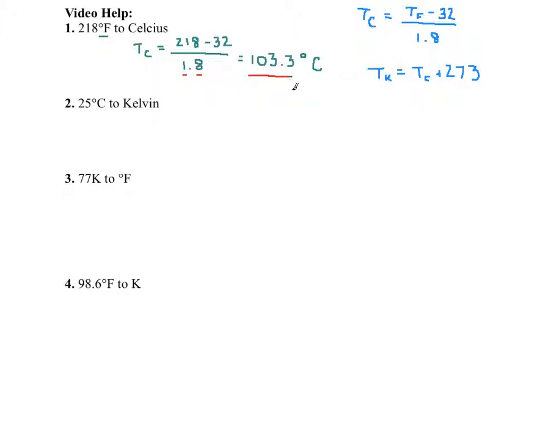103 is the same thing as saying 1.033 times 10 to the second, because I moved my decimal place over 2 places. Now that it's in scientific notation, it's super easy to make this 2 sig figs. It would just be 1.0 times 10 to the second. And my units are going to be degrees Celsius. And now I'm done.